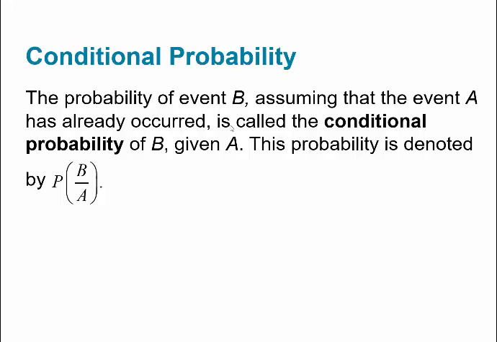All right, let's end talking about conditional probability. So the probability of some event B happening, assuming that the event A has already occurred, is called conditional probability of B, given that A has happened. So it's denoted like this: the probability that B will happen given that A has already occurred. Okay? Calculate the probability that B happens given that A already happens.